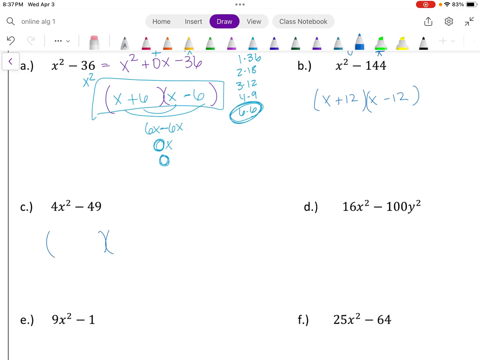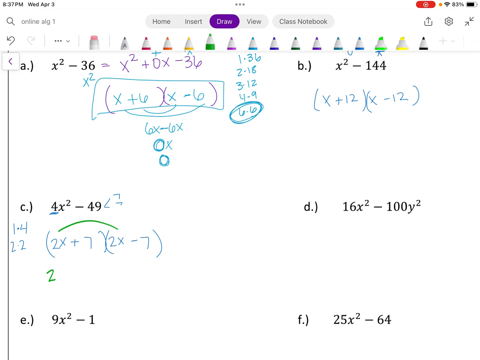All right, letter C. This is a little bit different because I do have an a value other than 1, but it's got to fit that same pattern of something times itself. Even though I could think of 1 times 4 or 2 times 2, I know it's got to be 2 times 2, because we're thinking in terms of perfect squares, and the square root of 4 is 2. What's the square root of 49? That would be 7. So one of these must be a positive 7, and one must be a negative 7.